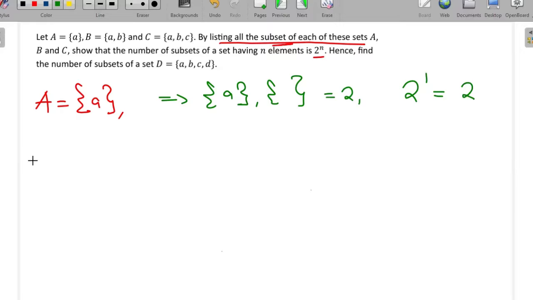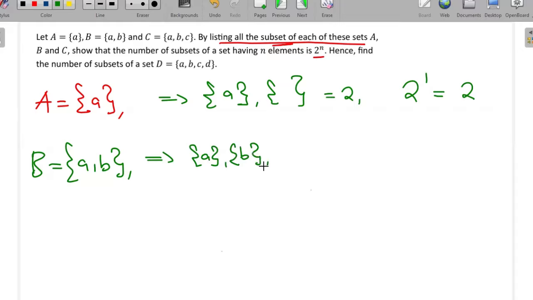Okay, so when I go to the next set, which is B, B has A and B. So what are the subsets of this set here? It will be the A by itself, the B by itself, and then the set itself, meaning A and B, and then the empty set. Okay, so these are the possible subsets of this set here. So there are how many? There are 4. So this 4 is simply 2 to the power 2. And coincidentally, we have 2 elements there.